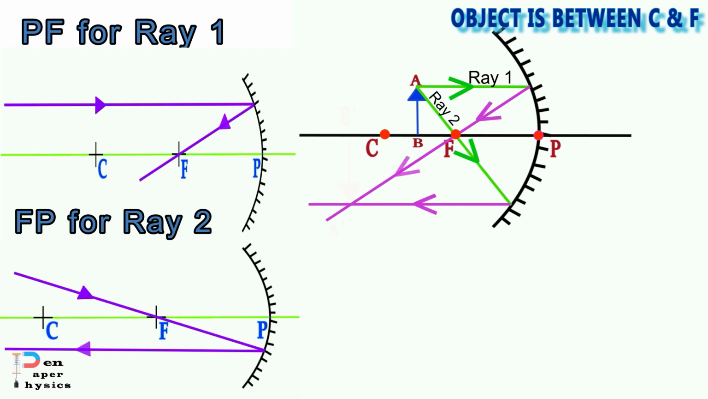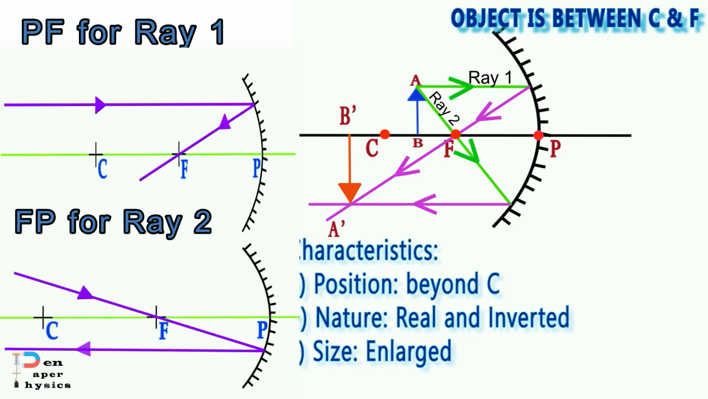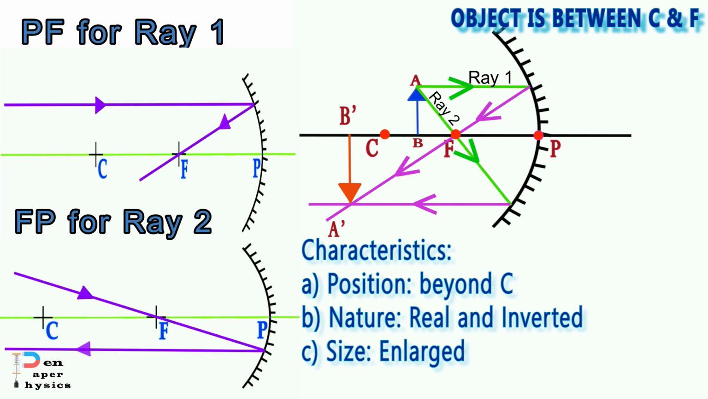After completing the ray diagram, you will see the rays are actually intersecting at a point beyond C. Draw your image A dash, B dash. So what are the characteristics of the image that we are getting over here? The position of the image in this case is beyond C. The image is real and inverted, and the size of the image is greater than the size of the object, so it is an enlarged image.